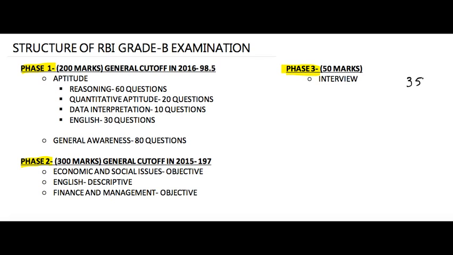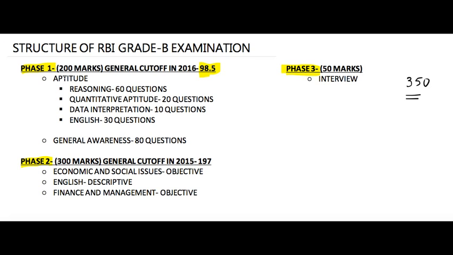So the final ranking is created out of 350 marks. In phase 1, there are 200 questions carrying 1 mark each. You get 2 hours to complete the paper. In 2016, the cutoff for general was 98.5 in phase 1.